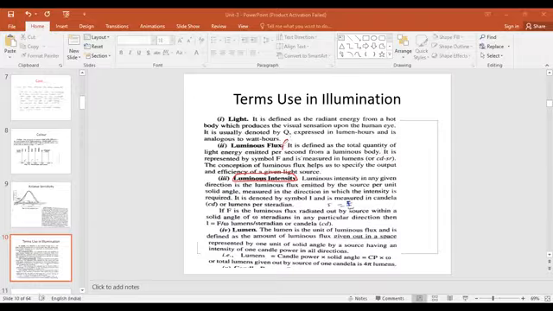Luminous flux is denoted by the symbol F. Light is by Q. Luminous intensity by I. Okay. Keep in mind that. So luminous intensity, how do we define? Luminous intensity in any given direction is the luminous flux emitted by the source per unit solid angle. Luminous flux emitted by the source per unit solid angle.